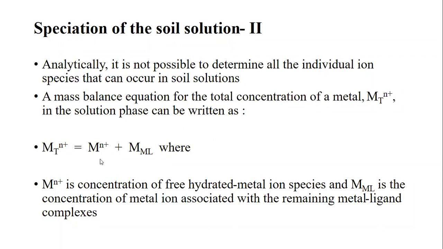So this is the free ion, nothing connected to it, plus ML. The ML is the concentration of the metal ion associated with the remaining metal ligand complexes. So we will see an example, say, of calcium in a minute. So these are all the complexes, and this is the free ion. All of them together gives you the total. That's what you obtain in concentrations.